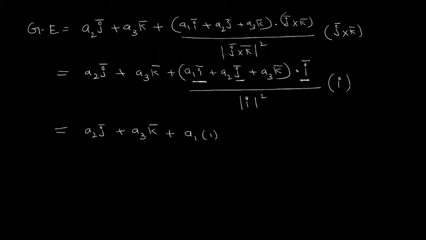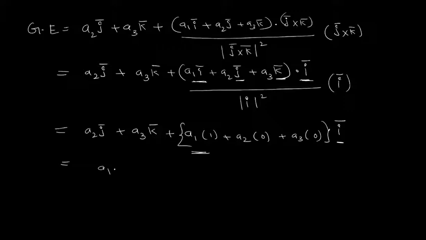J bar dot I bar is 0, A2 into 0. K bar dot I bar is 0, A3 into 0. Into this is I bar. This value denominator is 1. Therefore finally A1 I bar plus A2 j bar plus A3 k bar is equal to the given vector A bar. So this is the given expression answer.